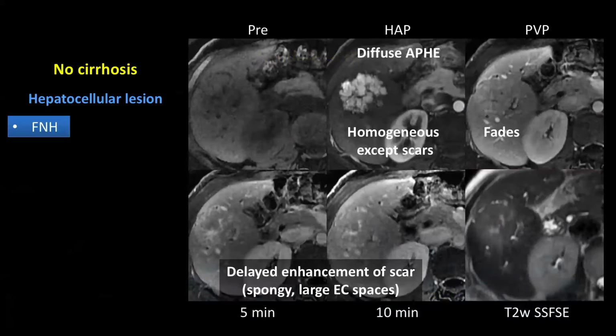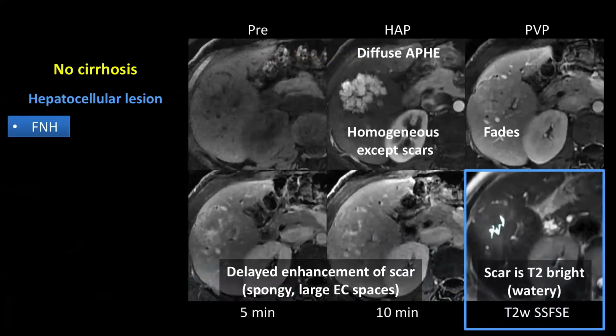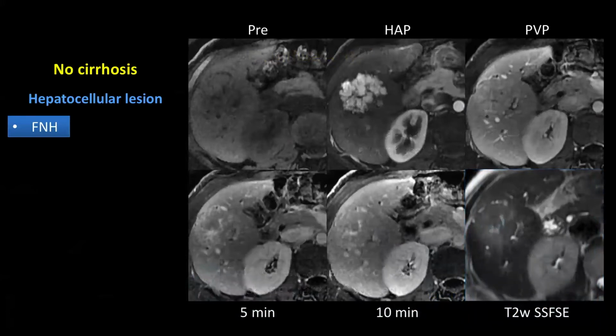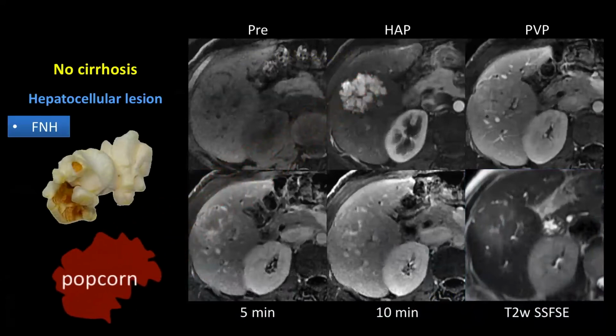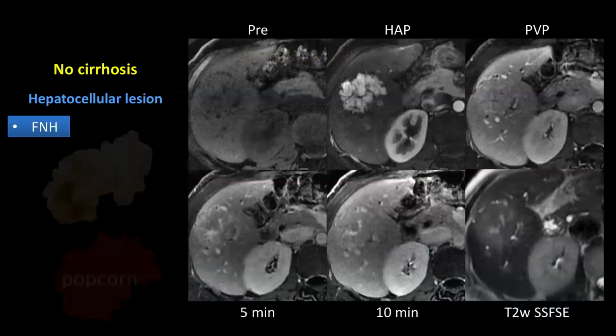The scar is also very watery, and because the scar is watery, it looks bright on T2. And as I mentioned earlier, oh, sorry, one other thing is notice that FNHs look a lot like popcorn. So let's look at this lesion over here and notice how similar this lesion looks to popcorn. So whenever you see popcorn in the liver, you get a little bit hungry, and maybe all of you are hungry, I could use some popcorn right now, but think focal nodular hyperplasia.